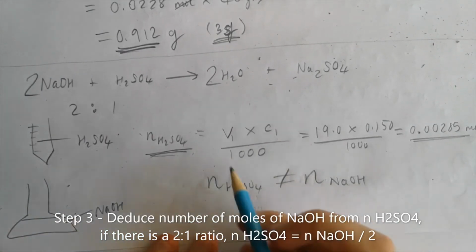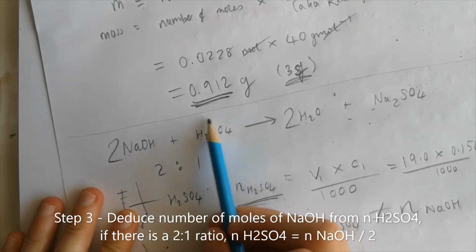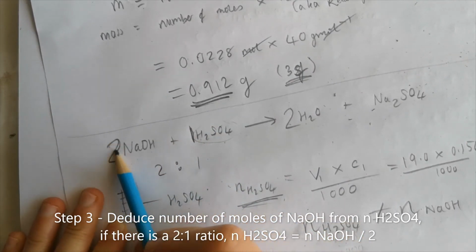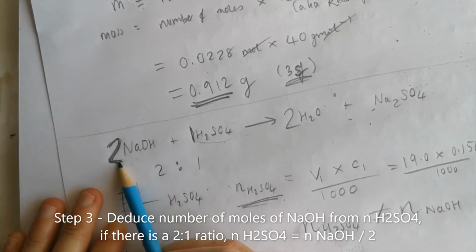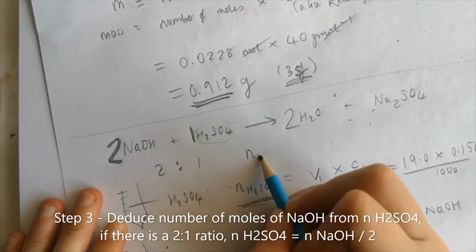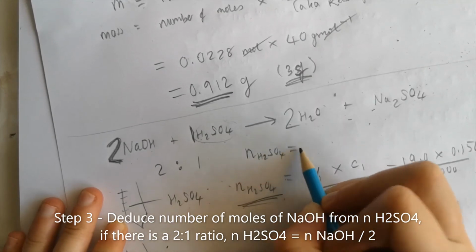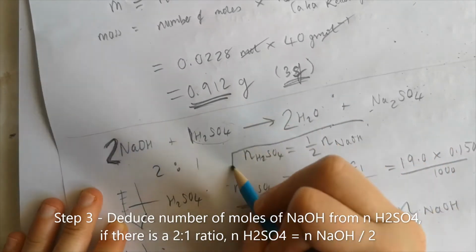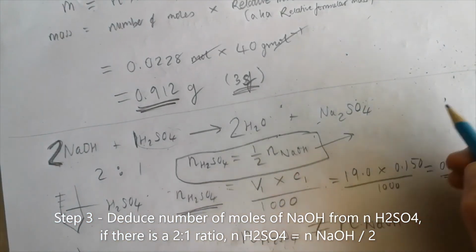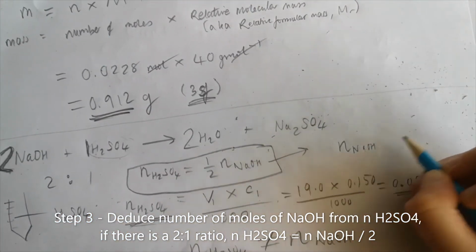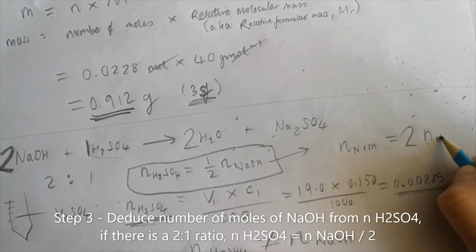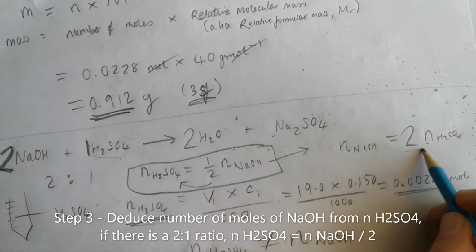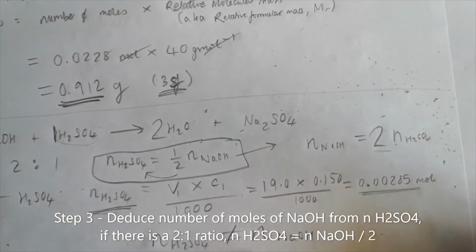In fact, we can see from this equation that the number of moles of H2SO4 is always half of the number of moles of NaOH. So you should always look at the equation and go, okay, number of moles of H2SO4 is equal to half the number of moles of NaOH. This actually means that the number of moles of NaOH is equal to 2 times the number of moles of H2SO4. There I've just rearranged, I've taken the 2 to the other side, and then it becomes timesing, multiplying rather than dividing.